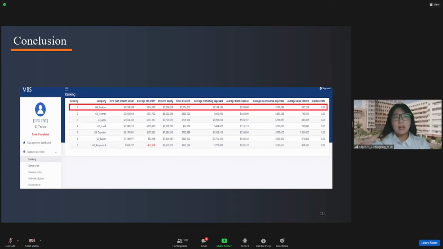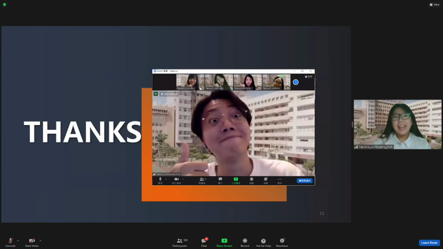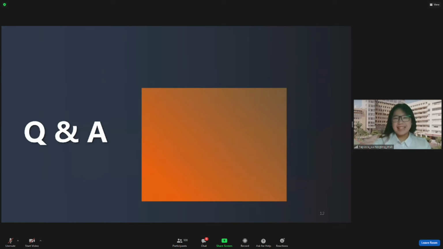In each round, we did not really set an objective. We decided our decision making for each round. We compared with our competitors to adjust our production so that we could provide sufficient production volume to cope with market demand. And the most important thing is we focused on our marketing campaign expense and minimizing the average maintenance expenses. Thank you. And the last is our Q&A section.